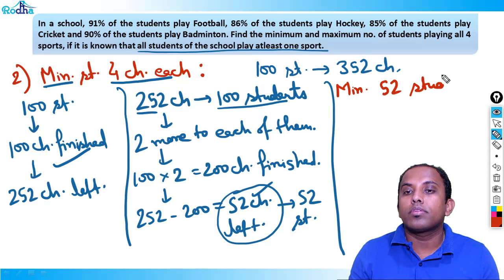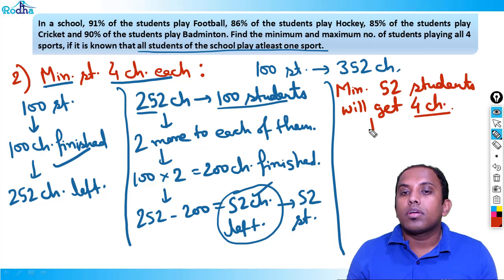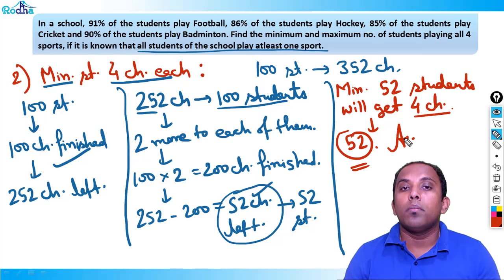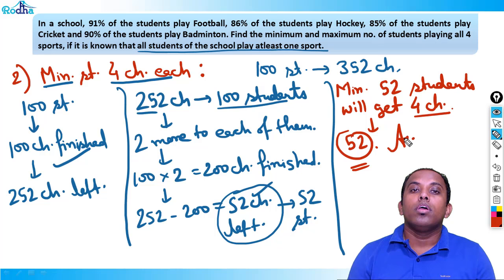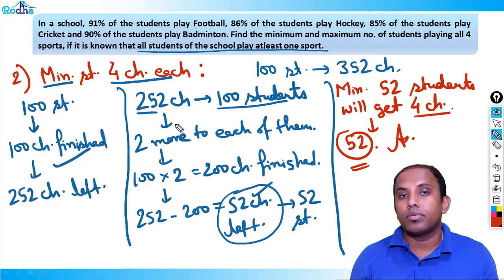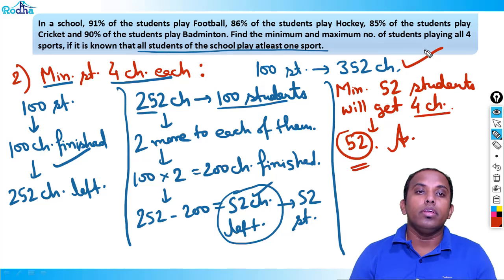That means minimum 52 students will get 4 chocolates. That means 52 is the answer for this question, because getting 4 chocolates means playing 4 sports. So minimum 52 people play all the 4 sports. Minimum 52 and maximum was 84, right, in the last slide.